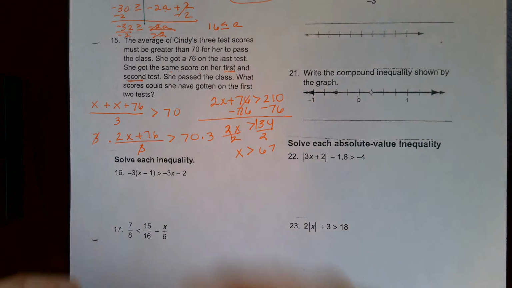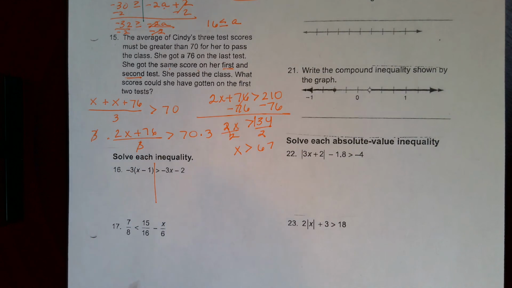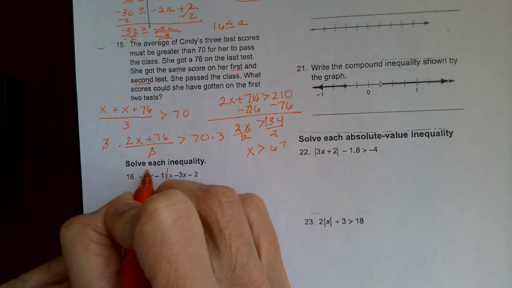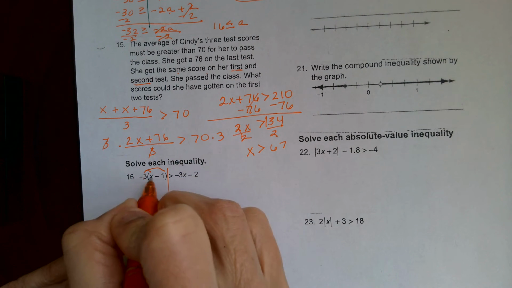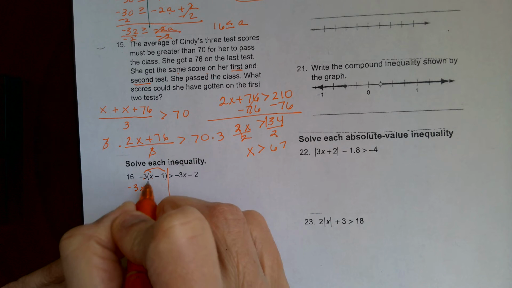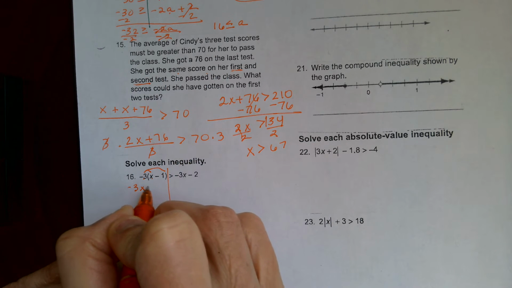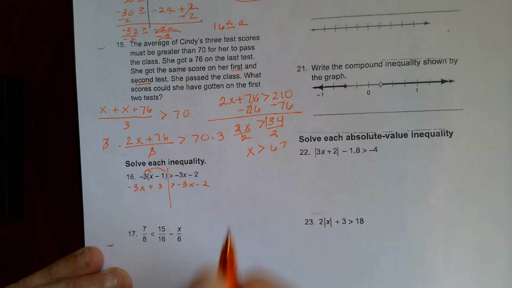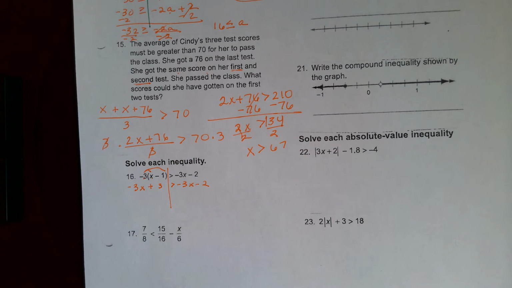Solve. Okay, so if you look at this, I'm hoping you see that you need to do the distributive first. So we go like that. Negative 3 times x is a negative 3x. Negative 3 times negative 1 is a plus 3. And I'm going to rewrite the right side.